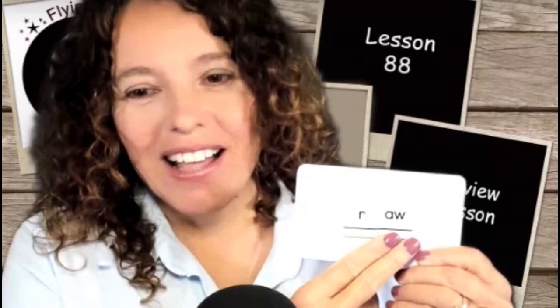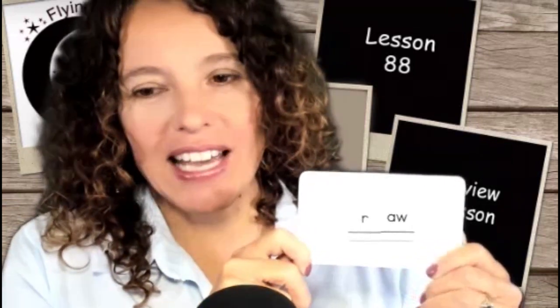And in this case, AW makes the sound. Well, do you remember we learned this one in the last lesson? This one says aw, like aw shucks. And we also learned that AU can make the same thing, aw. We're going to review AW and AU by using the same drill that we used in lesson 87.